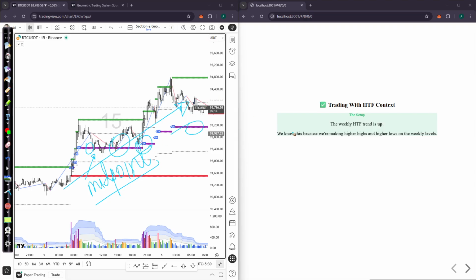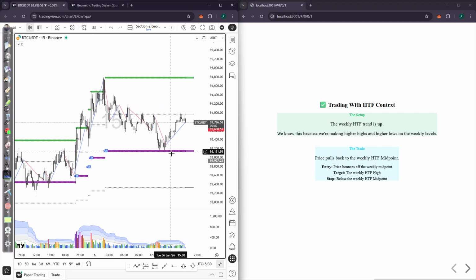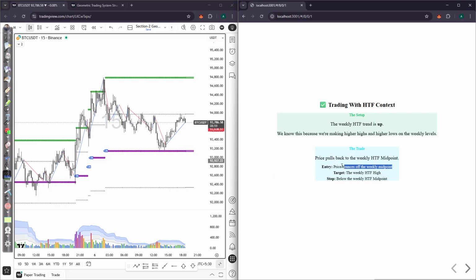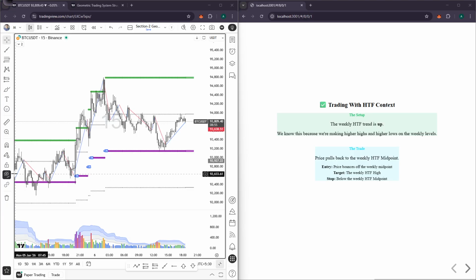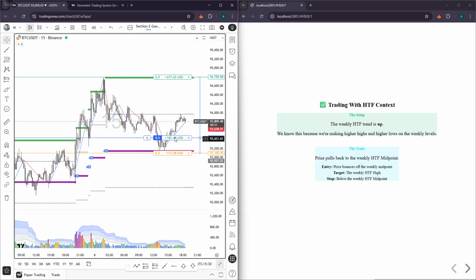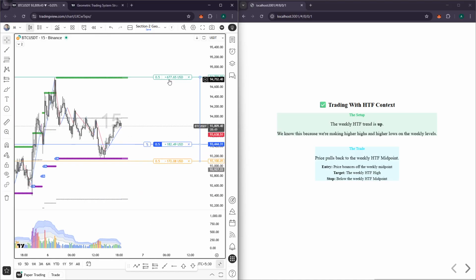And the trade is that when price pulls back to the weekly HTF midpoint, you see here, price bounces off the weekly midpoint. Target is your weekly high that we did today. So yeah, you see, we took half of the profit there, and another half profit there, $677 there.